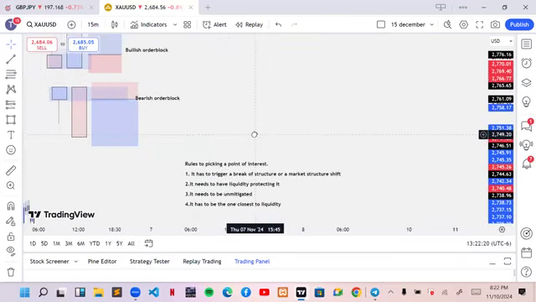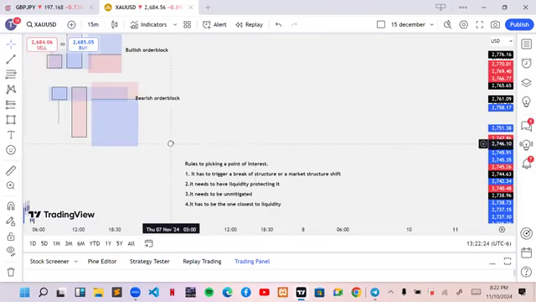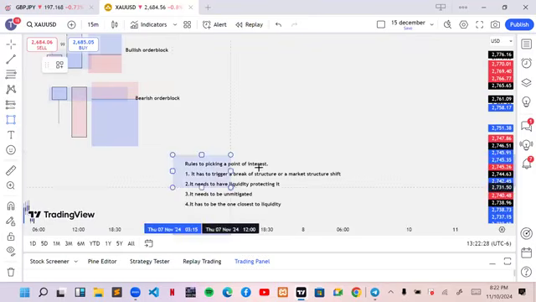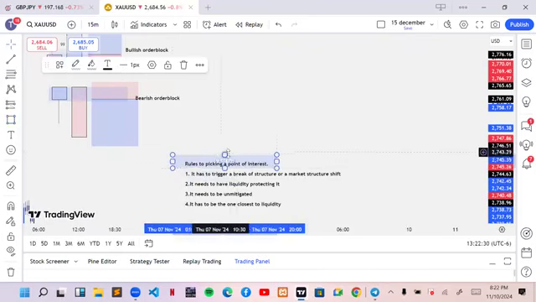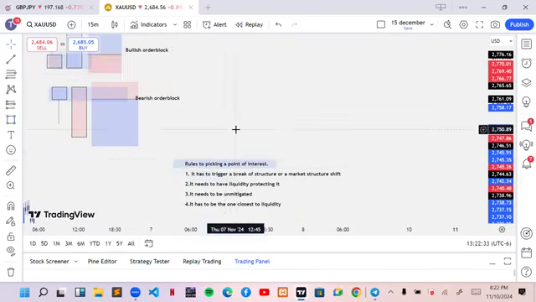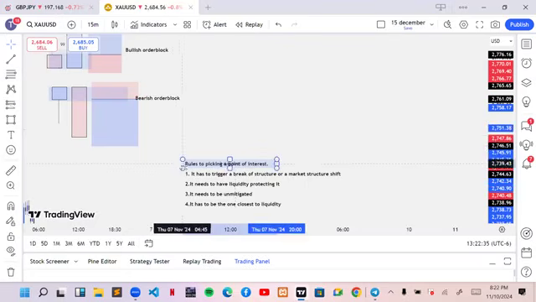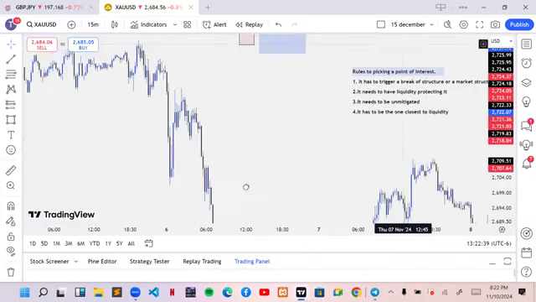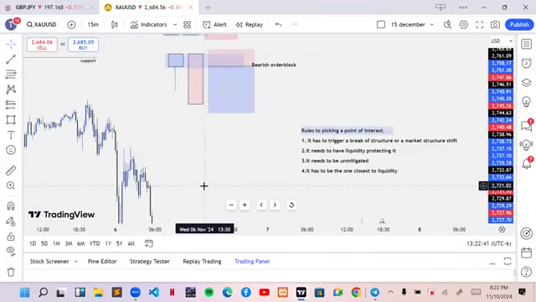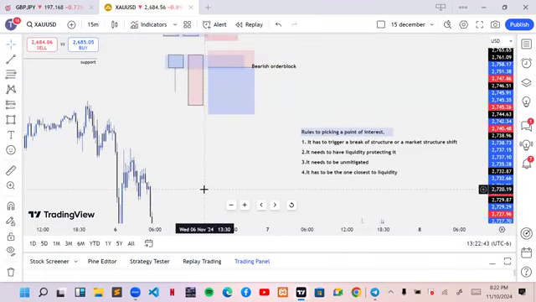Now, that being said, this all comes down to the rules in picking a point of interest. Don't just pick any order block you see, and don't just pick any breaker block you see. How do you know when you're picking the right point of interest? There are rules in picking a point of interest, and I'm giving these rules. I'm going to be using an example from trades that I've taken before.